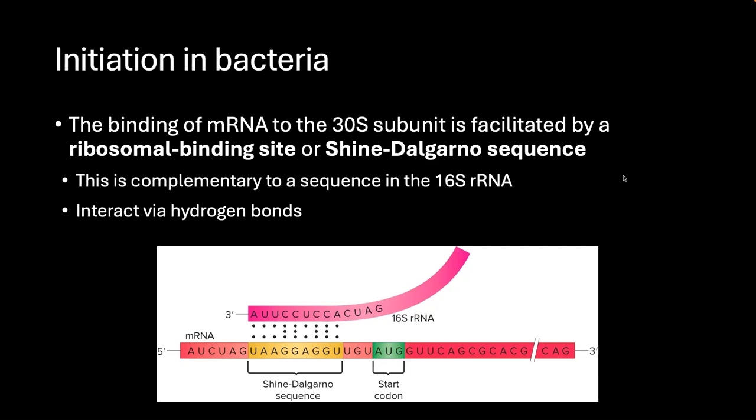Initiation is the first step in translation, and per usual, we know this process best in bacteria. In bacteria, the ribosomal RNA recognizes a conserved sequence called the Shine-Dalgarno sequence, which is the ribosomal binding site. This binding is via hydrogen bonds and complementary base pairing. Notice this sequence is just upstream from our start codon.